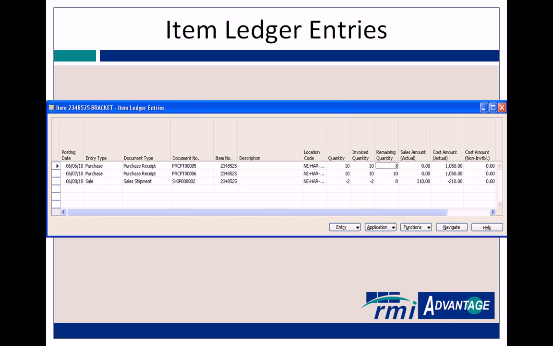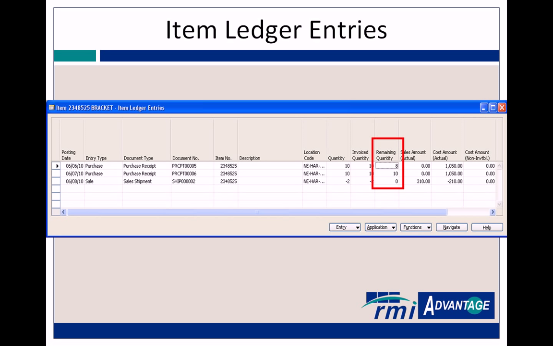The field that I'd really like to call your attention to is the remaining quantity field. Based on our costing method of first in, first out, the system behind the scenes has applied the sales that we just made to the first receipt or the first quantity that we had in. Although we did invoice for the quantity of 10 from that first purchase receipt, we only have 8 remaining because those are the first 2 that we give to our customer, again, based on the costing method.